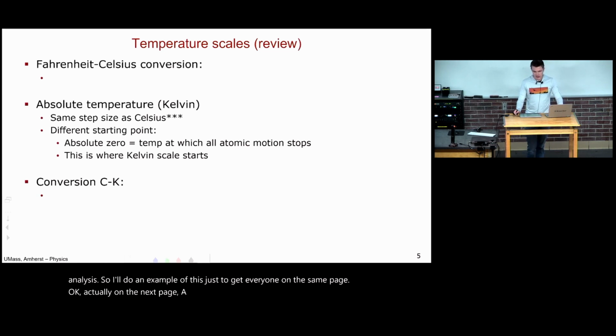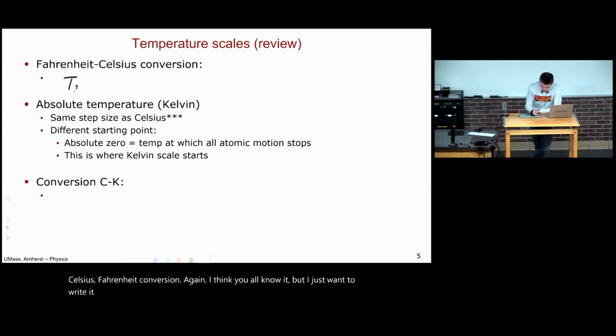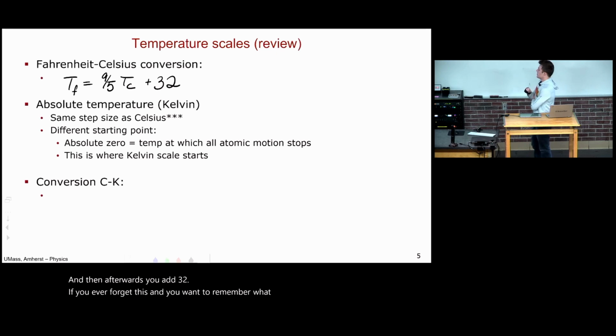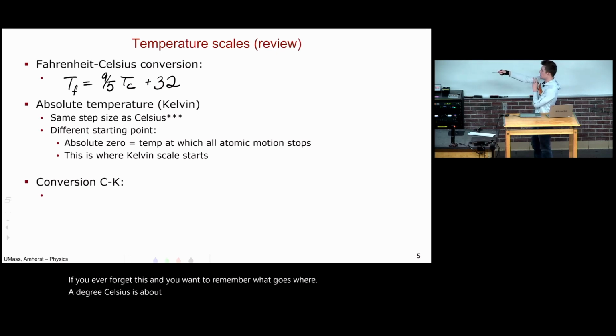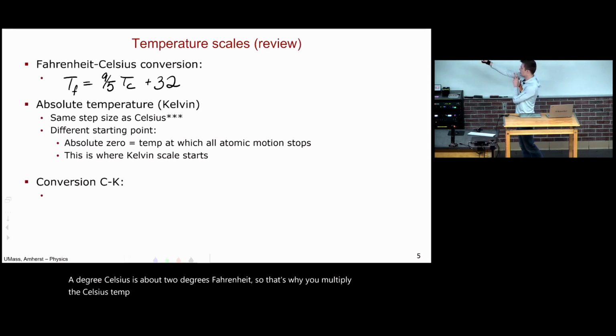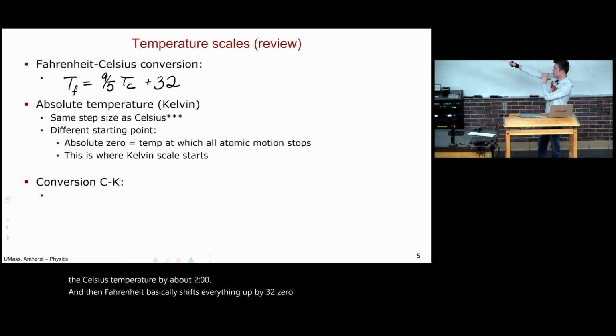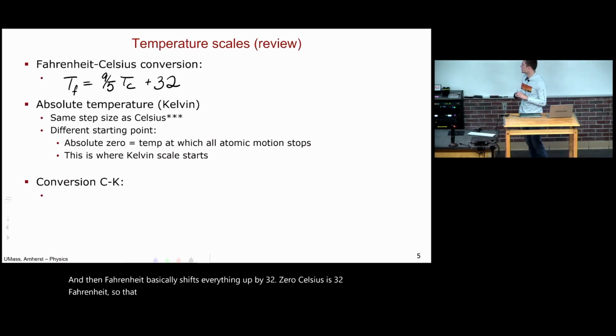A quick review of temperature scale. So the Celsius Fahrenheit conversion, again, I think you all know it, but I just want to write it here for closure: the temperature in Fahrenheit is you take the temperature in Celsius, multiply it by 9/5, and then afterwards you add 32. If you ever forget this and you want to remember what goes where, a degree Celsius is about 2 degrees Fahrenheit, so that's why you multiply the Celsius temperature by about 2. And then Fahrenheit basically shifts everything up by 32. 0 Celsius is 32 Fahrenheit. So that can just help you remember in a pinch if you got it right.